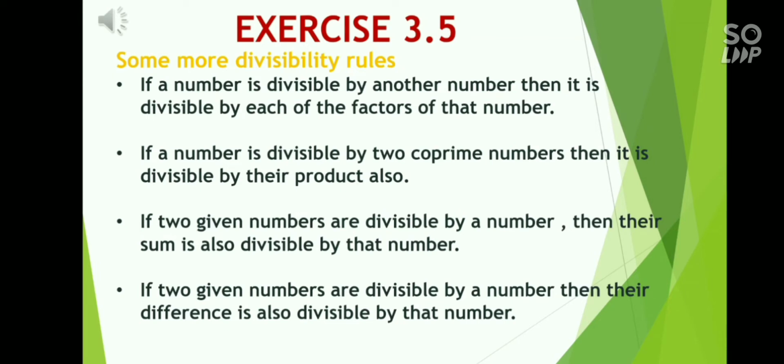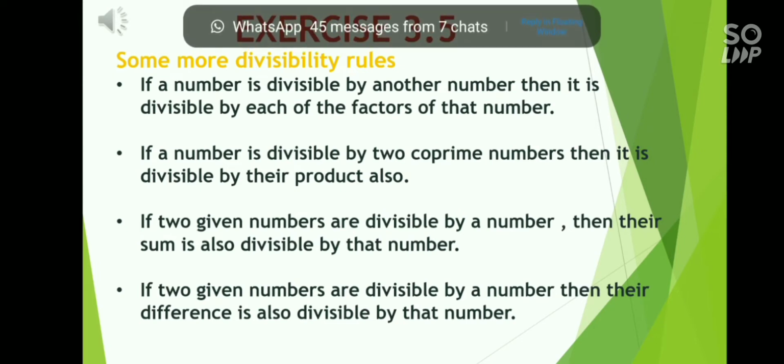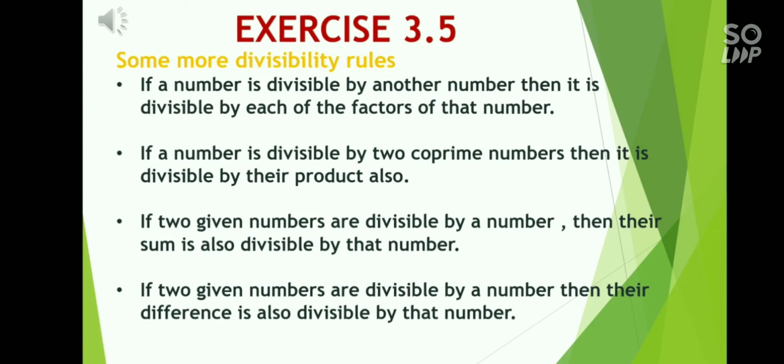Another rule: if a number is divisible by 2 co-prime numbers, then it is divisible by their product also. Suppose we are taking the example 3 and 4. Take 24. 24 is divisible by 3, 24 is divisible by 4, and their product is 12. 24 is divisible by 3 into 4, which is 12, also.